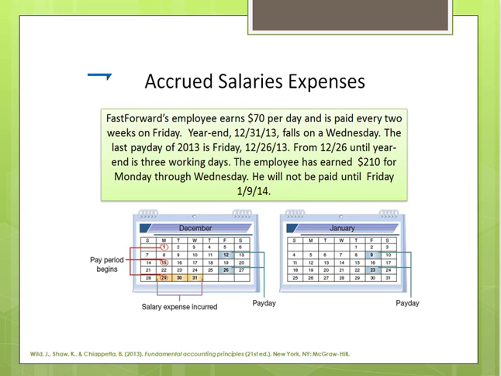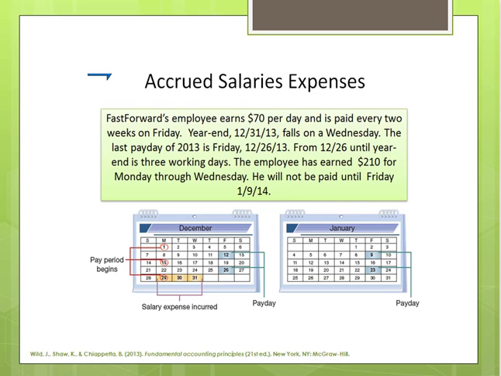Fast Forward's employee earns $70 per day and is paid every 2 weeks on Friday. The year ends on December 31st, which falls on a Wednesday. The last payday of 2013 is Friday, December 26th. From December 26th until year end is 3 working days. This means that the employee has earned $210 for Monday through Wednesday, but they are not going to be paid until the next payday in January.